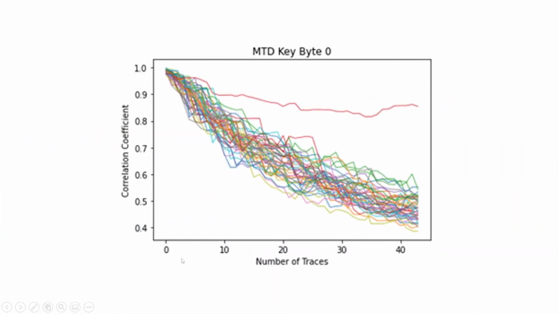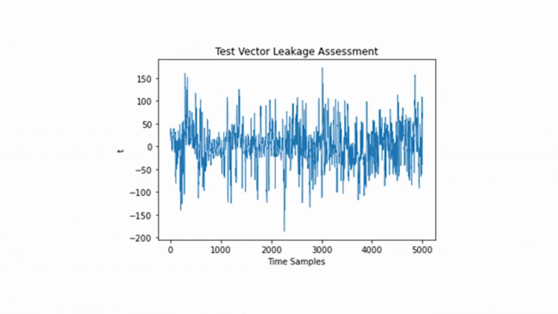Next, we look at the measurements to disclosure. How many traces do we really need to find that key? And in this case, the answer is not very many. Looks like about 15 traces.